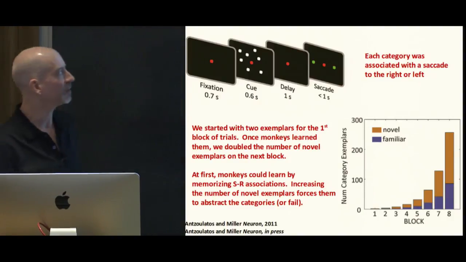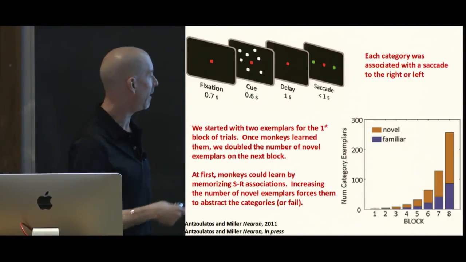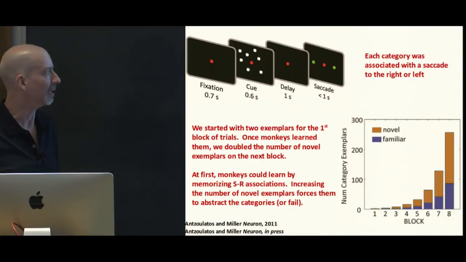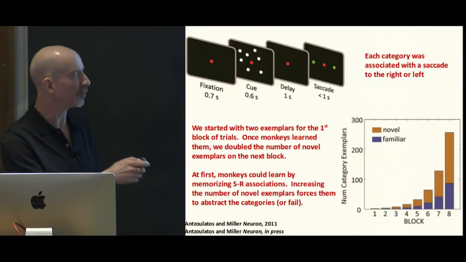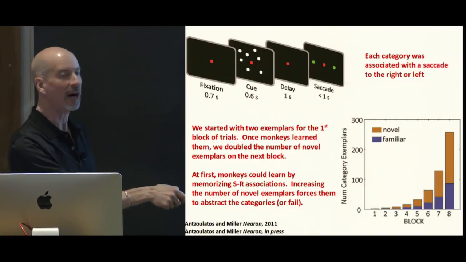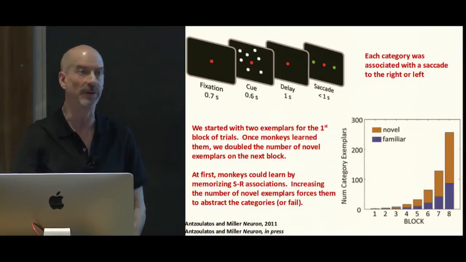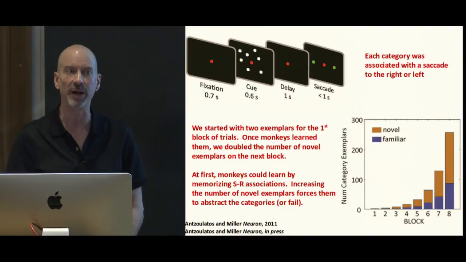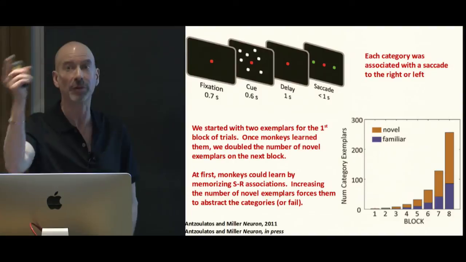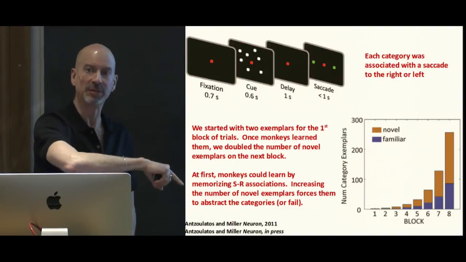And here's the way we structured the task. And by we, I mean Evan Antzoulatos in my lab. He started on the first block of trials. He just showed the monkey 2 novel exemplars. And the monkey figured out by trial and error that one exemplar meant look to the right, the other exemplar meant look to the left.